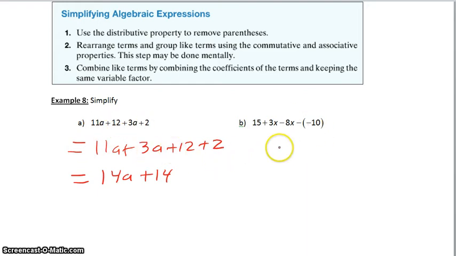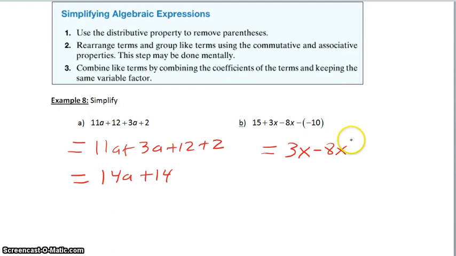Now we go over here to b. We want to combine the like terms here first. So we will put the x's out front. 3x is positive, so we'll write 3x. We have a minus 8x, so we need to bring down the minus 8x. So we've taken care of all of our variables. Now we take care of our constants.